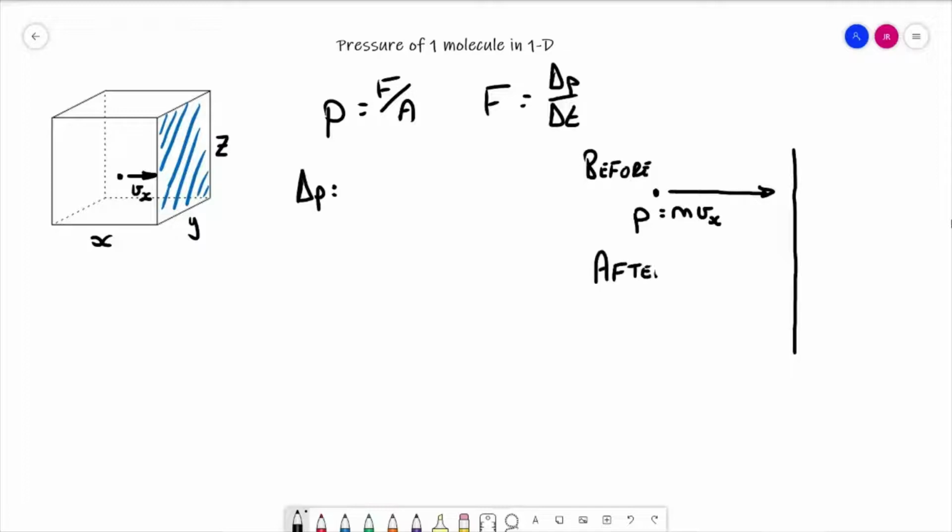After the collision then, the molecule is going to be moving back in the opposite direction to the left. Now the mass obviously remains the same, but because we've changed direction, we now need to put a minus sign in there with the velocity. Now obviously the minus sign just shows us that we are changing direction.